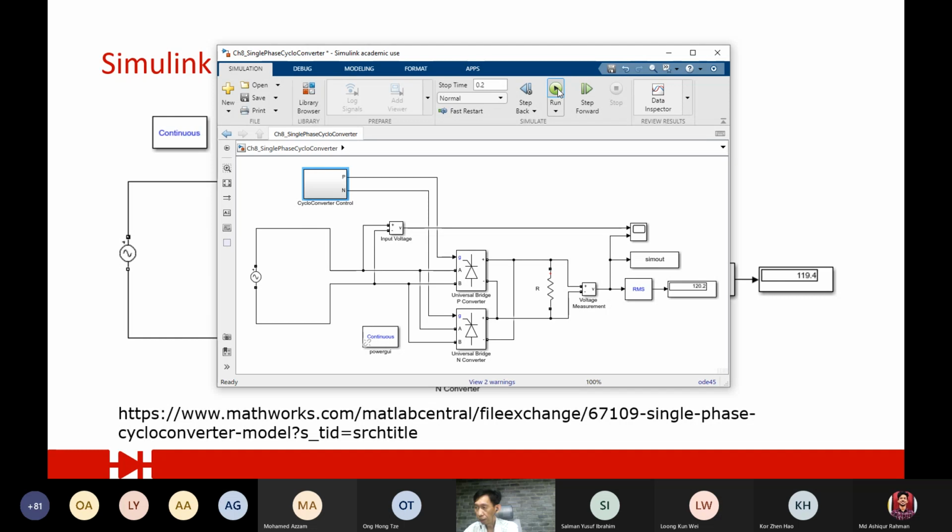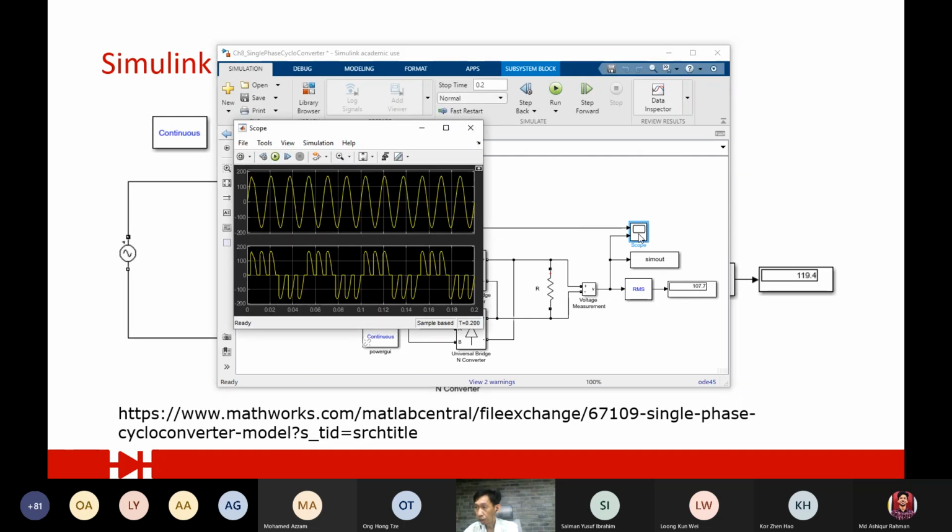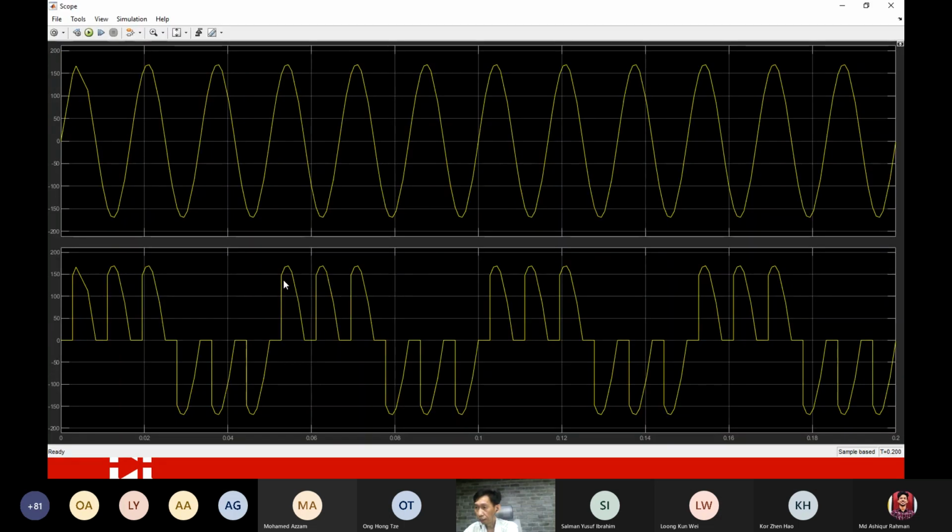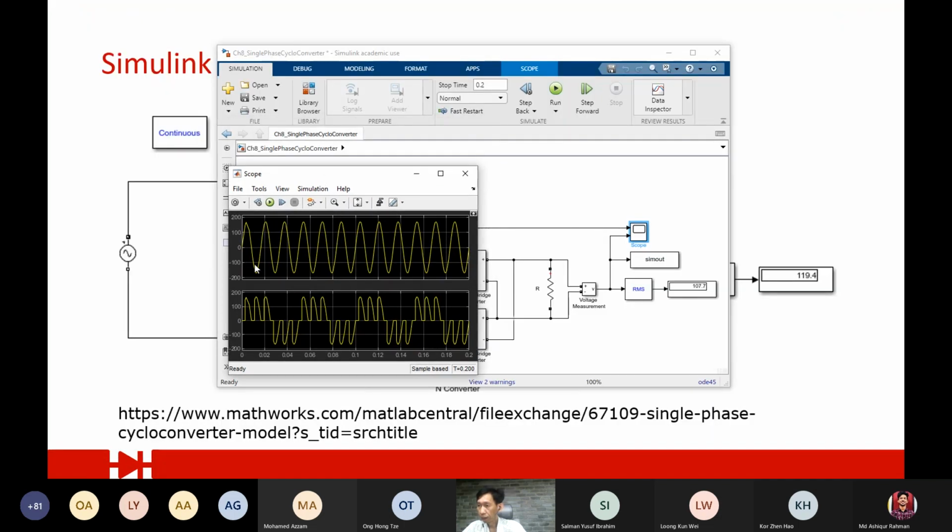So I set the firing angle to pi over 3. You can see now the voltage is reduced to 107. And if we look at the voltage, you can see now I have chopped it off. Now these are AC, just like how we did for a single phase AC controller. So with this combination of controlling the voltage and controlling the frequencies, we can control both.